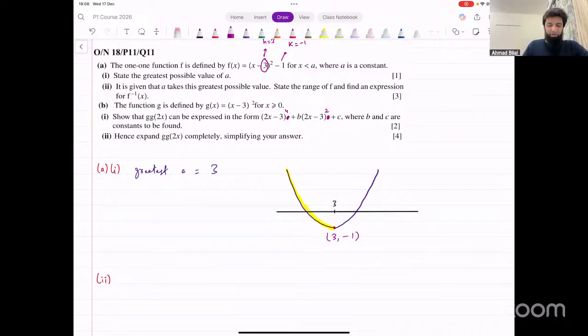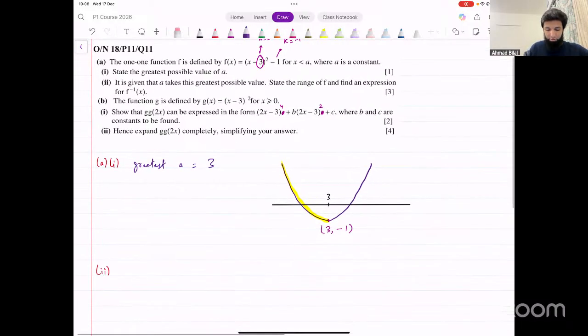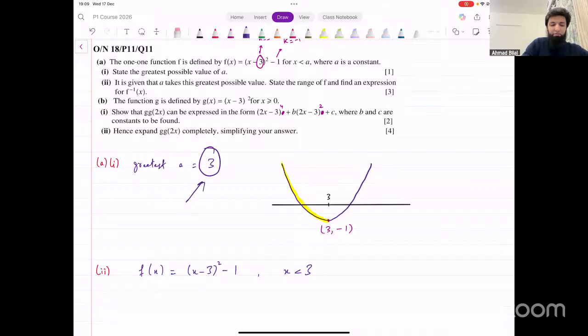Let's look at the second part now. It says it's given that A takes this greatest possible value. So that means the function f, which is (x minus 3) whole squared minus 1, has domain x less than 3. So they're saying A takes this value. State the range of f and find an expression for f inverse of x.